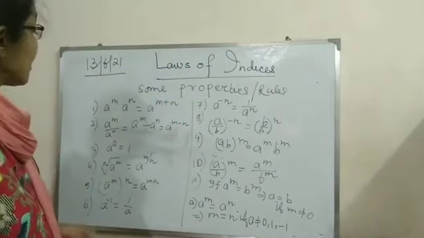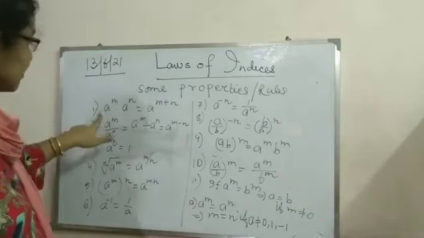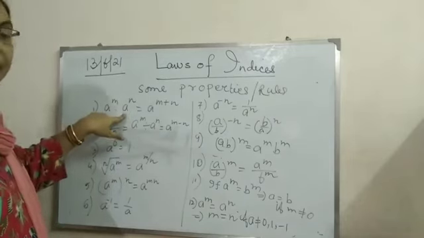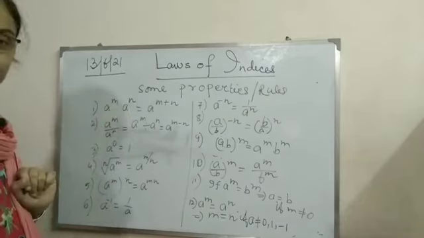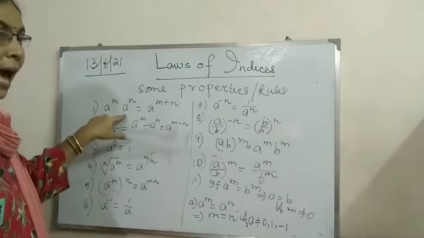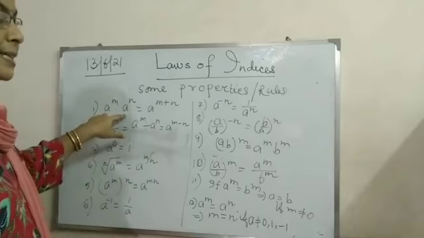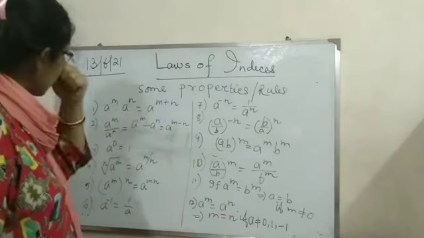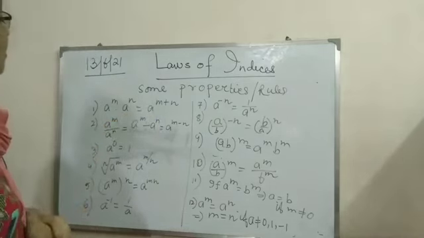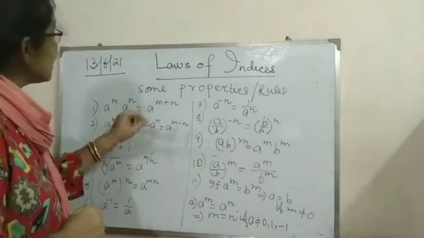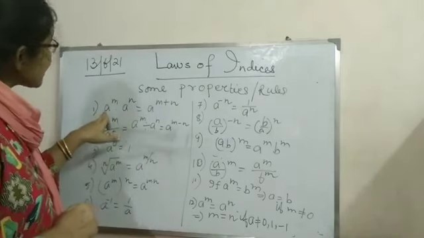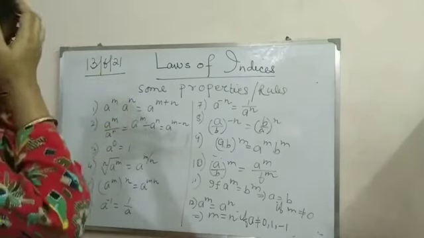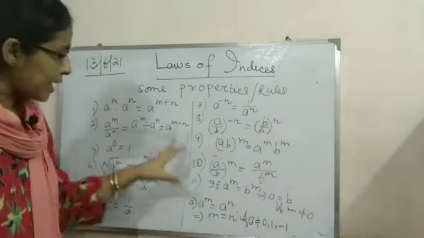Now I am explaining something. When I write a to the power m into a to the power n, that means here the bases are same but the powers are different. When the bases are same and the powers are different, then I add the powers of the variable. So I can write a to the power m into a to the power n equals a to the power m plus n, and in this way I will get the other formulas.